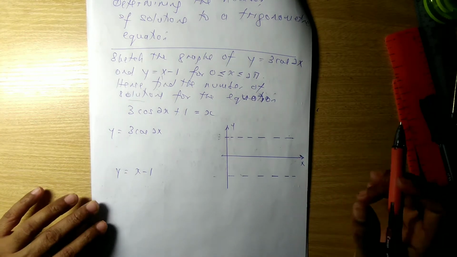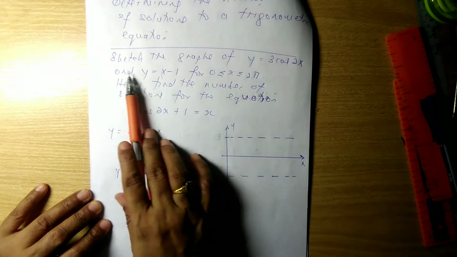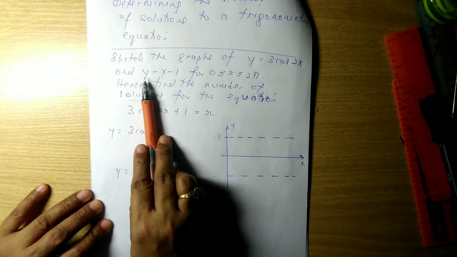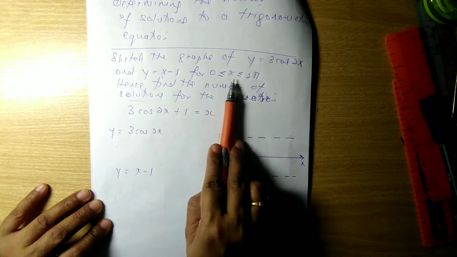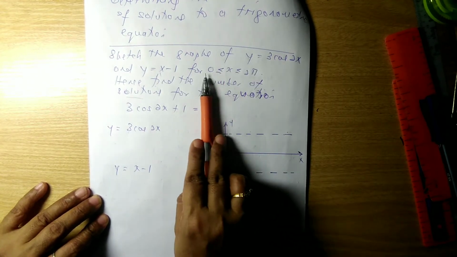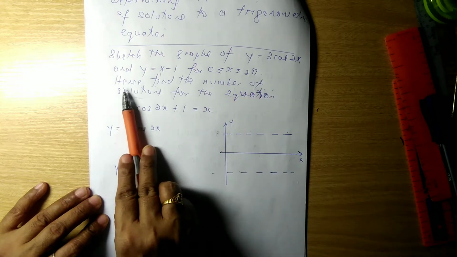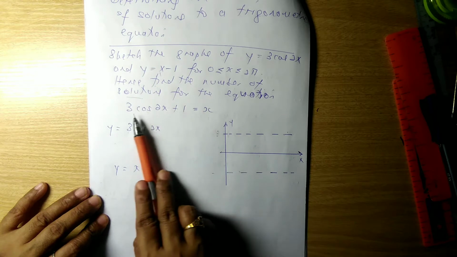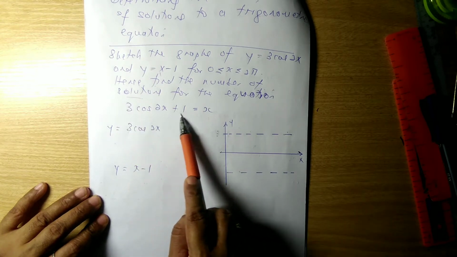So we are given a question like this. Sketch the graphs of y equals 3 cos 2x and y equals x minus 1, for x in the domain 0 to 2 pi. Hence find the number of solutions for the equation. Now this is your equation given.